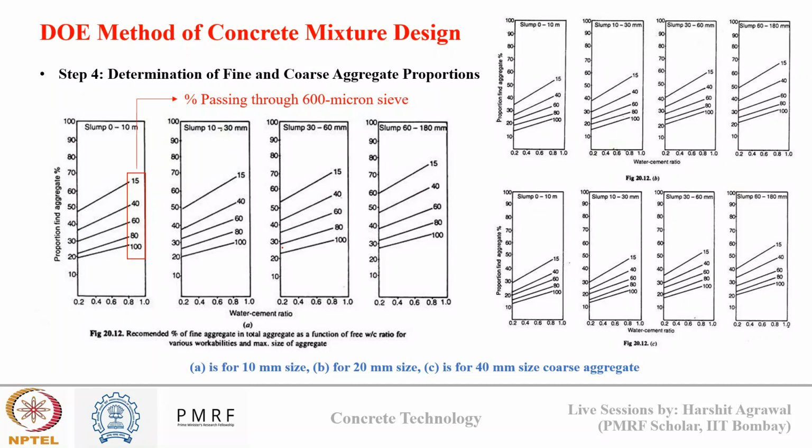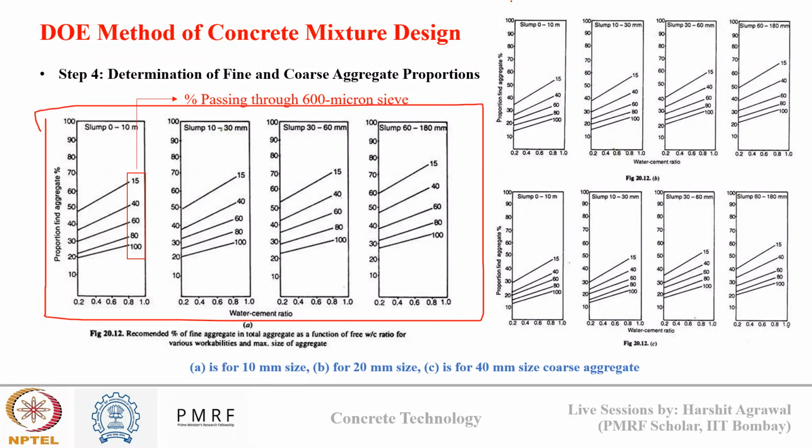And finally, to determine the fine and coarse aggregate proportion, we have different curves that are provided, which are based on W by C ratio, slump requirement, and percentage of fine aggregate passing through the 600 micron sieve. So using this, we can determine the proportion of fine aggregate. Here you can see there are three groups of curves, and each group has four figures. So this is one group, this is one group, and this is one group.